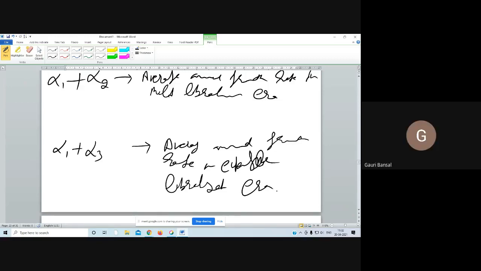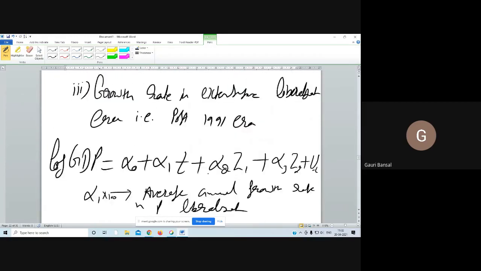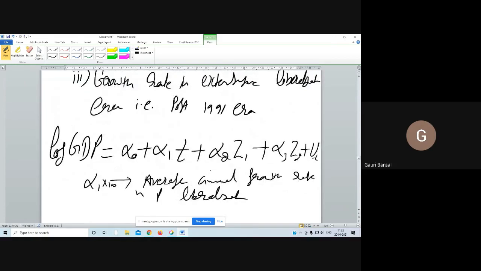Excuse me, sir. Yes, child. Sir, but the variable t takes the values 1 from the starting of the entire series. So when we take that, shouldn't it be for the entire period?